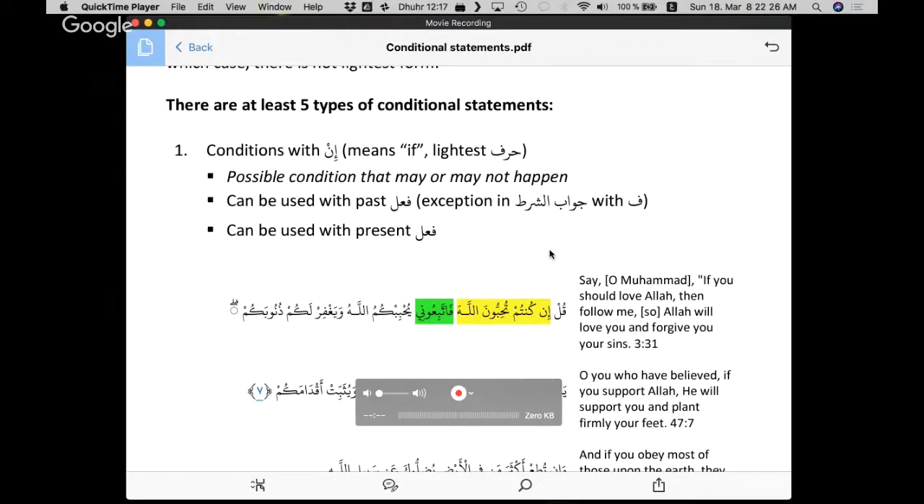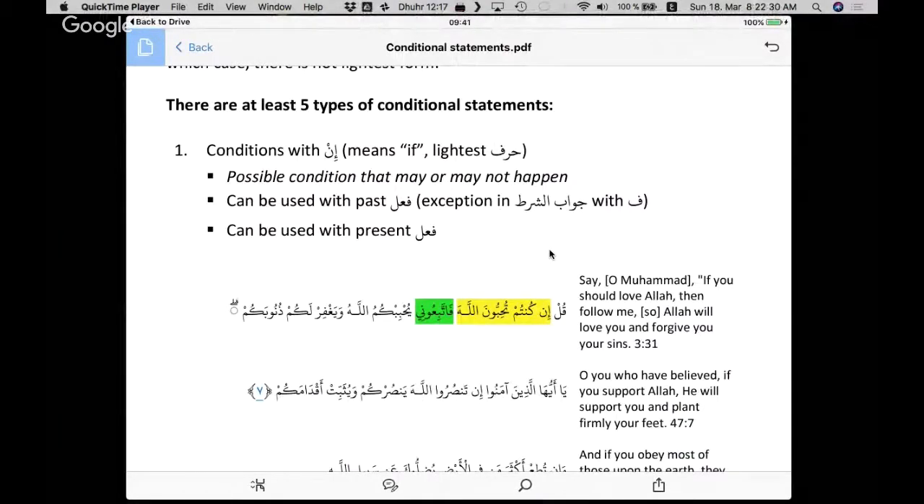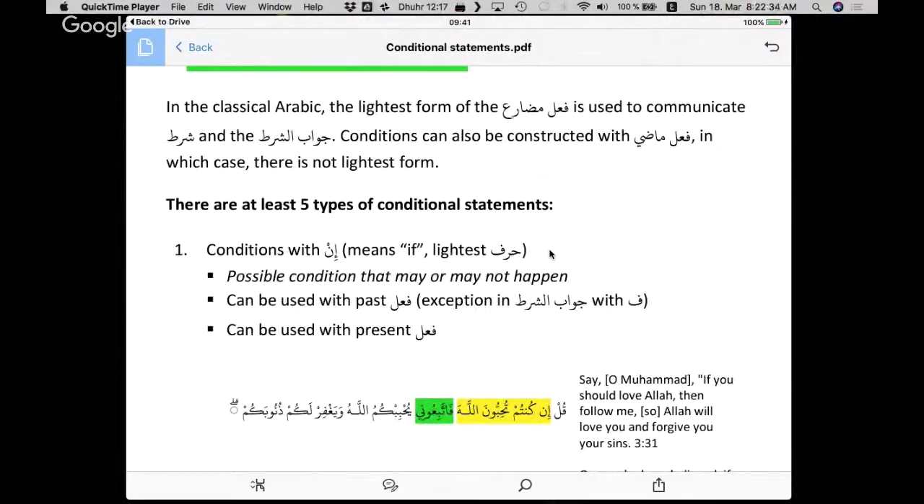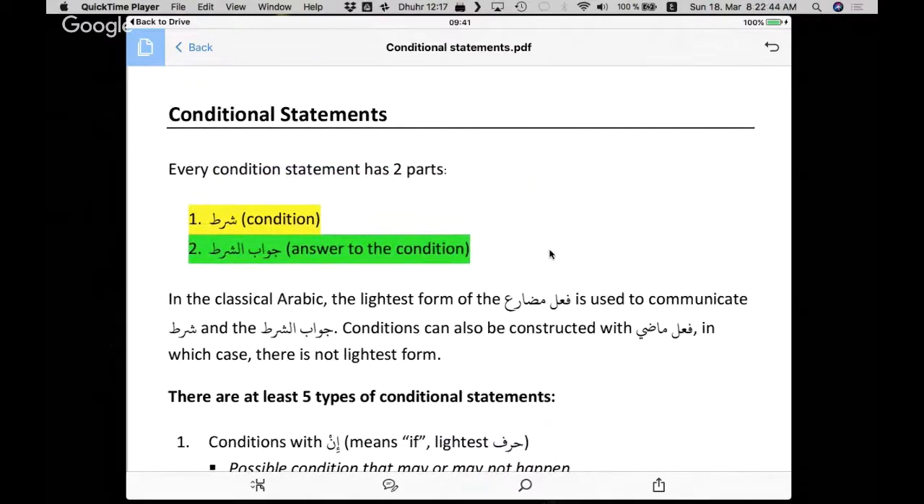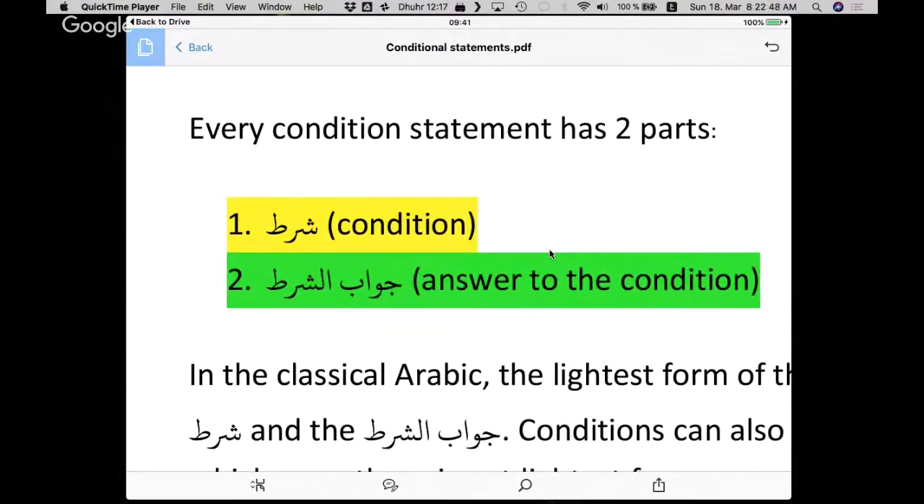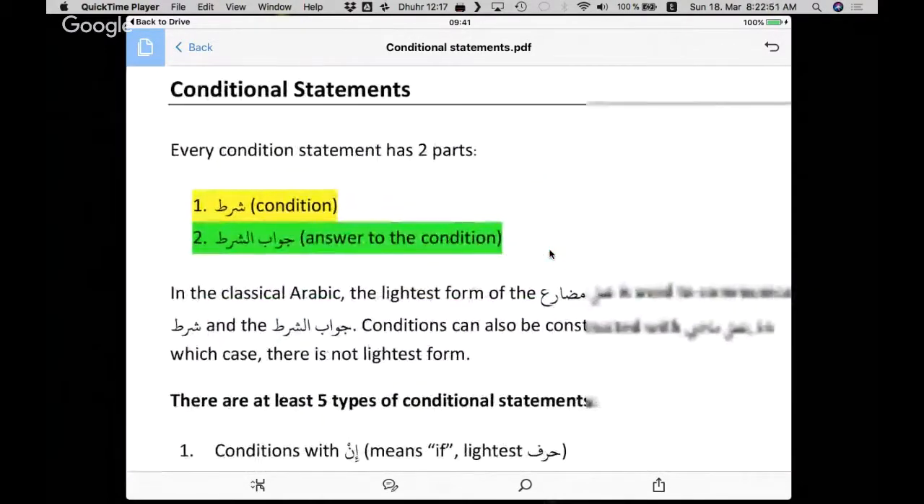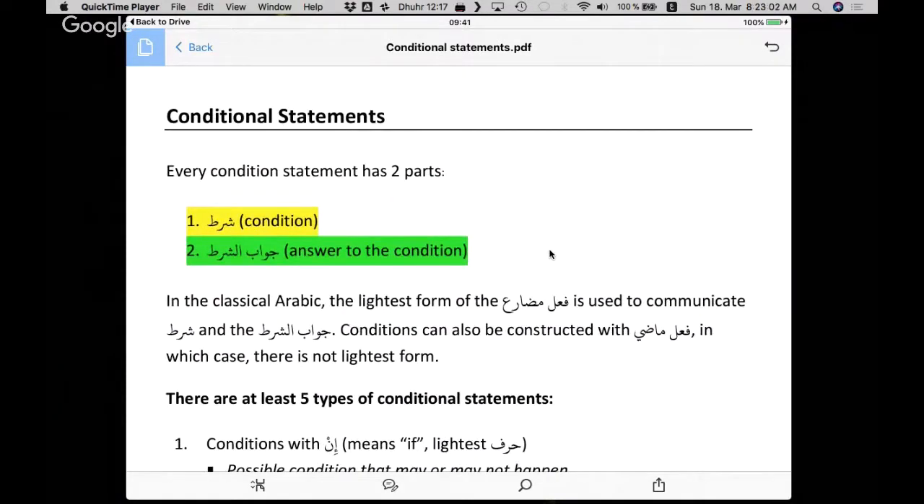So what we have done here is effectively we have done the conditional statements, the if-then statement, that are constructed with in. Conditional statements have two parts: the shart and the jawabul shart, the condition and the answer to the condition. And in classical Arabic, usually the lightest form of the fi'il mudari, the present tense fi'il, is used to communicate the shart and the jawabul shart. But conditions can also be constructed with fi'il madi, meaning the past tense fi'il. And if you remember, we don't have any lightest form of the past tense fi'il. So if the conditions are constructed with past tense, they may not be lightest.